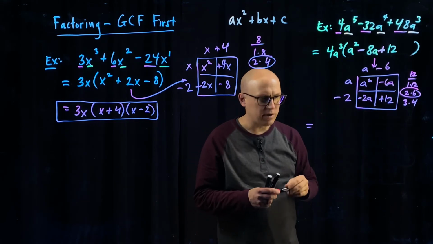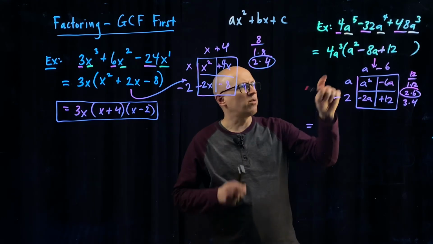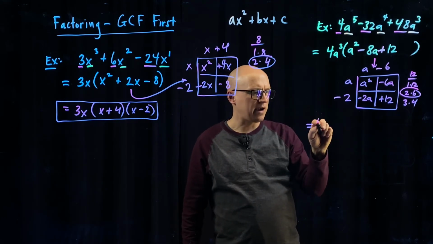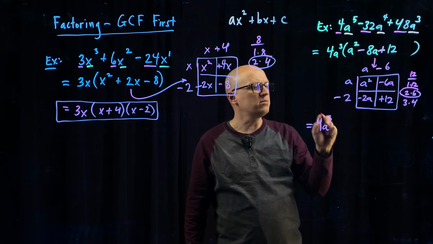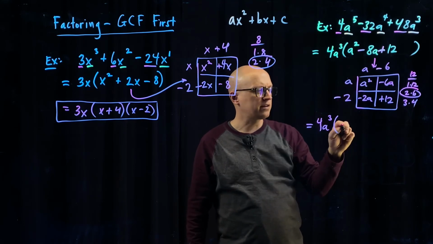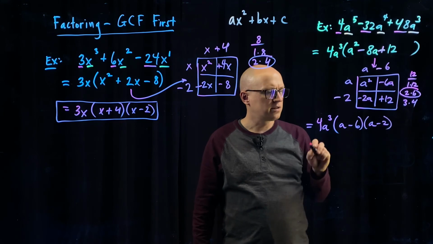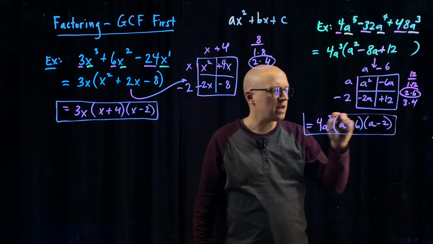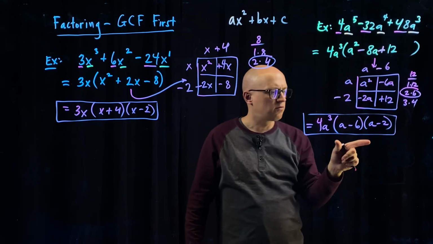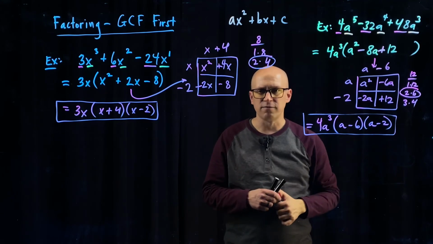Let's review how we write our answer then. So we're always going to include our greatest common factor, which is going to be 4a cubed. And then we've got to write this in factored form, which would be a minus 6 and an a minus 2. And there is this algebraic expression here written in completely factored form.